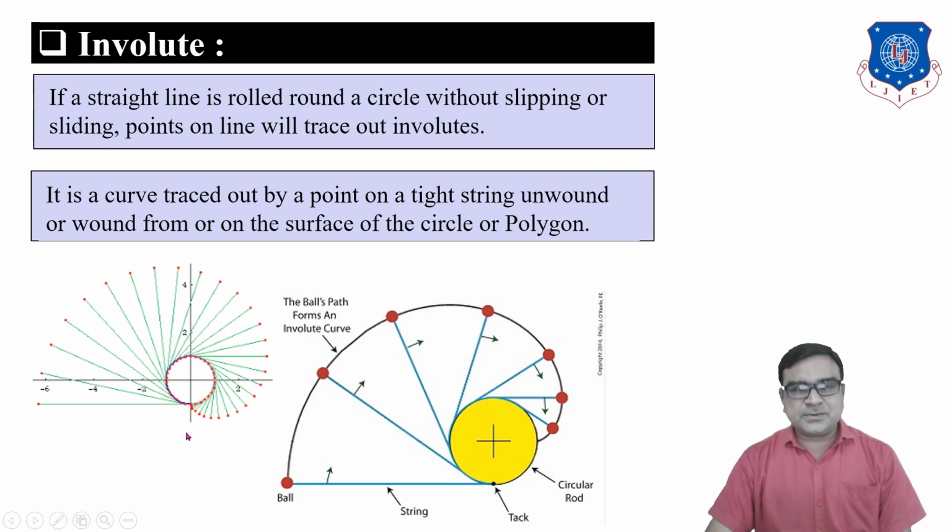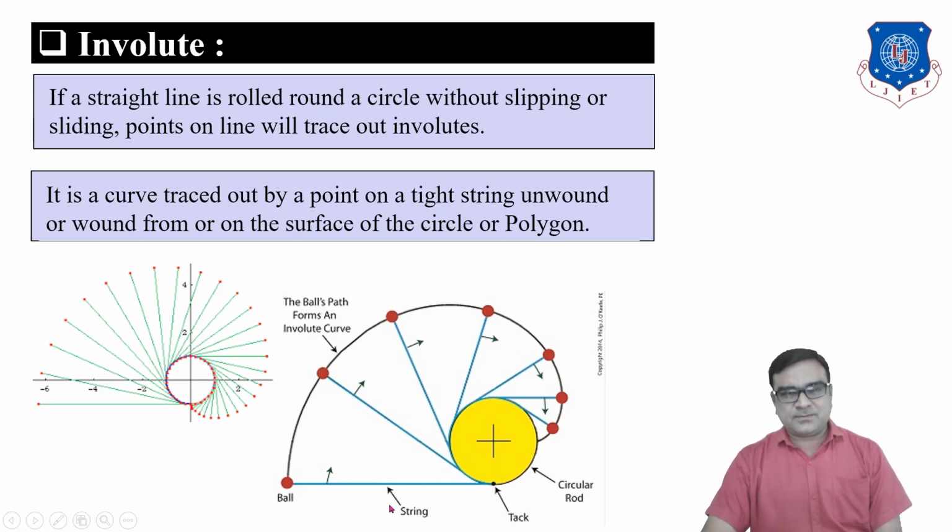Instead of a circle, suppose we have a polygon, square, pentagon, or hexagon, and on that surface you rotate or wind the string, keeping the string tight. The locus of the end of the string traces the involute of the polygon.